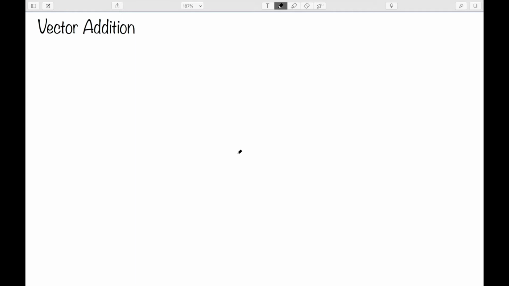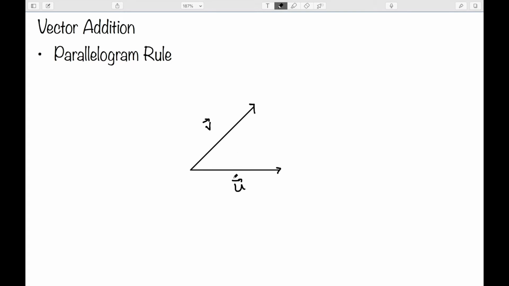There are two different rules for vector addition. They are both equivalent, and so it really just depends on which one you prefer. The first rule is the parallelogram rule. In this case, we need to start with two vectors whose initial point coincides. And I'll call these vectors u and v. So the idea is the two vectors form adjacent sides of a parallelogram.